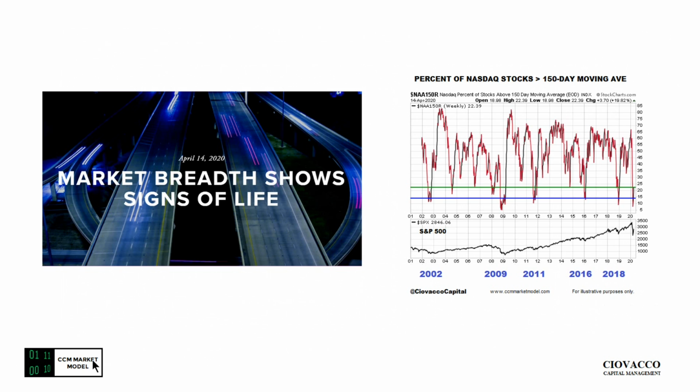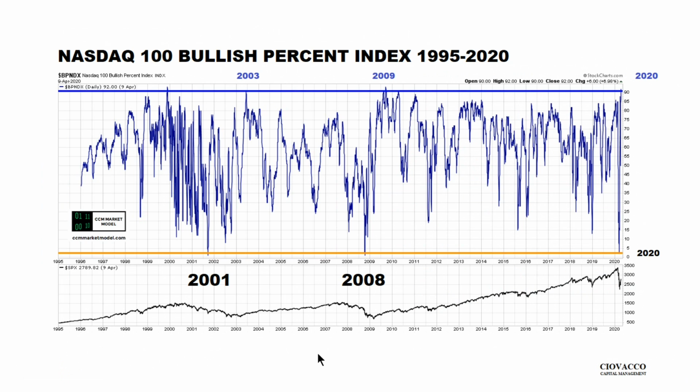Since the model uses a weight of the evidence approach, it might be logical to ask, are we seeing similar and constructive setups on other indices? The answer is yes. We'll move quickly here. NASDAQ 100 bullish percent index tells us the percentage of stocks in the NASDAQ 100 that are currently on a P&F buy signal, a bullish signal. We're not cherry picking the data here. We're using all the data that we have.